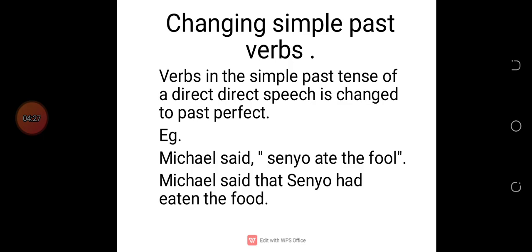Now we see that when you have a sentence like this, all we have to do in the reported speech is to change the verb in the simple past tense of the direct speech into past perfect tense. So for the past perfect tense, we say that it expresses an action that was already finished at some time in the past before another took place.